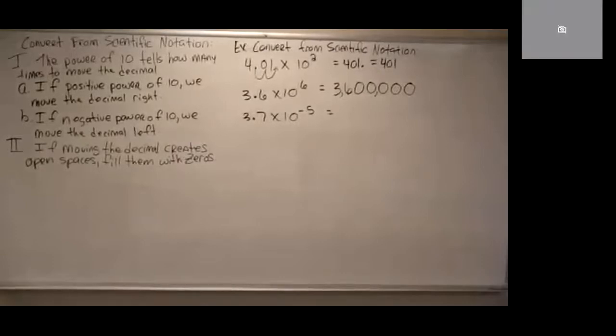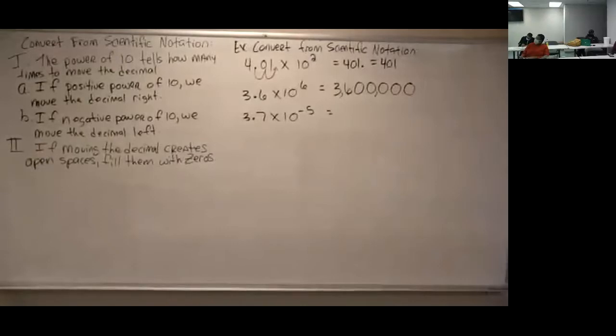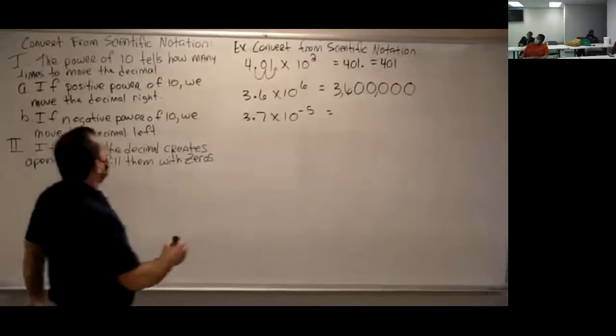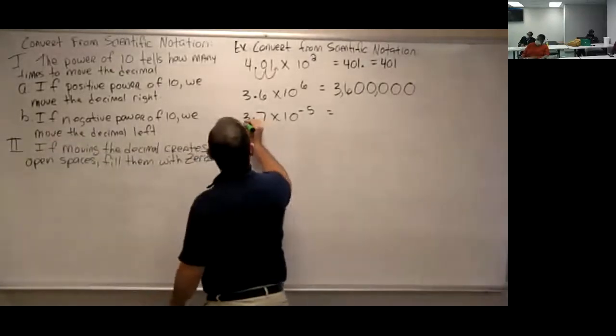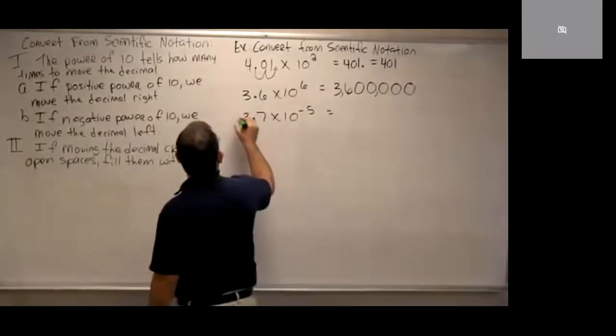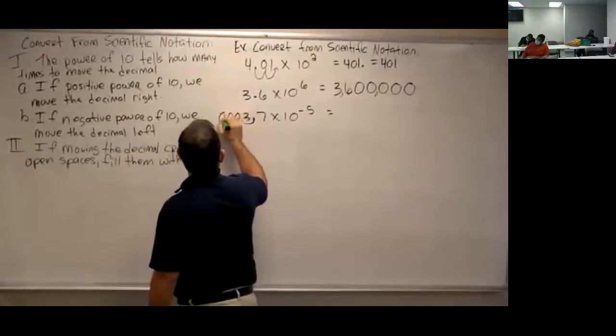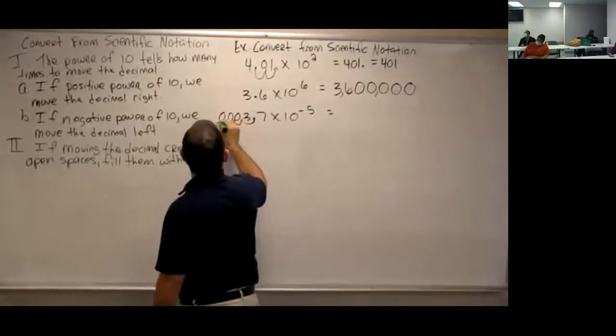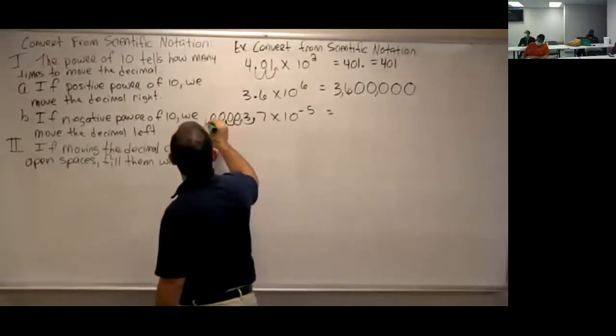Are you going to move left? I'm going to move left. But I can only go one number, so I'm going to add a lot of zeros. That looks like I need about 1, 2, 3, 4, and I need 1 more zero, so 5.